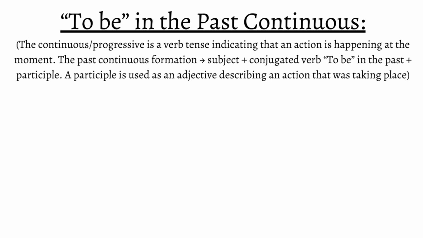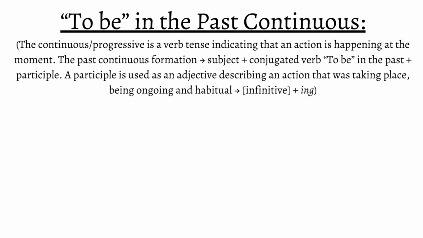The continuous, or progressive in English, is a verb tense indicating that an action is happening at the moment. Considering the past, we have the past continuous tense, and it is formed by any subject plus a conjugated verb to be in the past plus a participle. A participle in any progressive tense is a recognizable word that is used as an adjective describing an action that is currently taking place. In the past, however, the action was taking place and was ongoing and habitual.